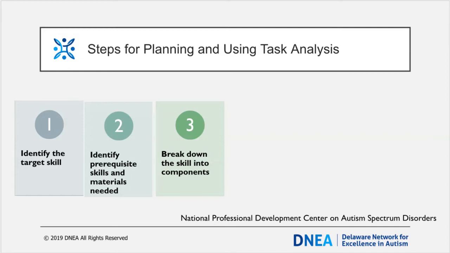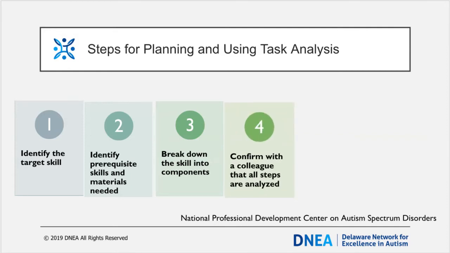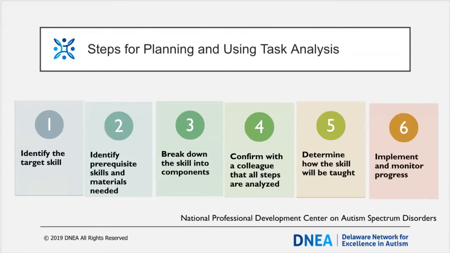It is sometimes helpful to confirm these steps with a colleague or friend to make sure you have each step of the chain adequately represented. Alternatively, you can also observe people performing the chain skill in order to consider the steps you may have forgotten. Once you have planned your task analysis, it is time to determine how it will be taught. You will want to consider how you will prompt each step of the chain and ways you may want to reinforce the person who you are supporting. Finally, it's time to implement and monitor your progress.